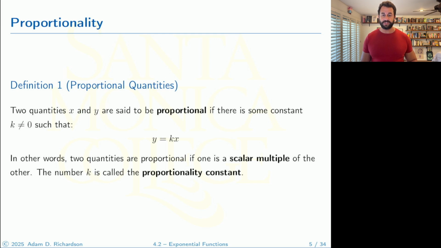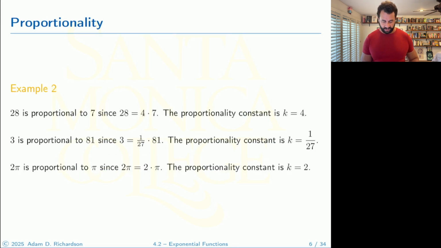This is very similar to what we explored when we were talking about vectors back in chapter one, and we said that two vectors were parallel if they were scalar multiples of each other. Another way of saying that is that those two vectors are proportional to each other, because you could take one, multiply it by some constant k, and that would get you to the other vector, right? It would stretch to or compress to that other vector. So that's what proportionality really means, that you could basically stretch or compress something into the other quantity. Here's some examples. For example, we could say 28 is proportional to 7 because 28 is 4 times 7.